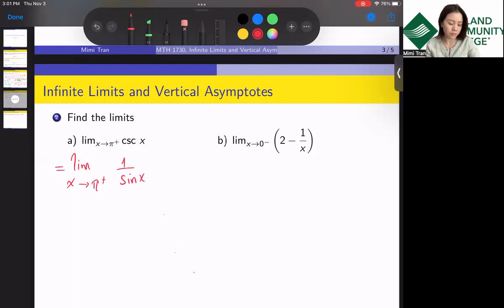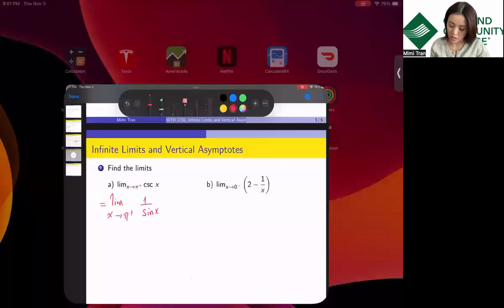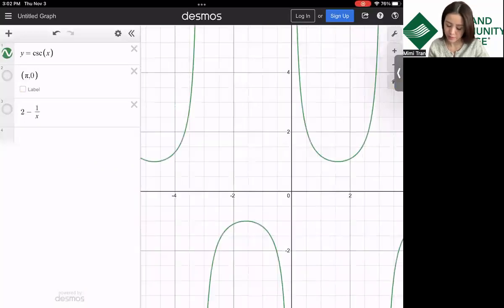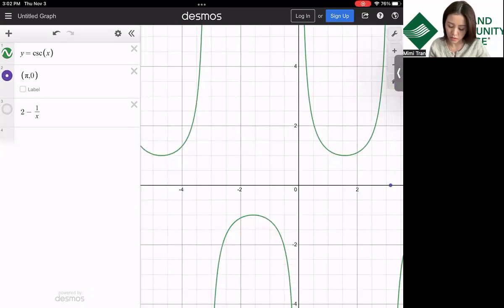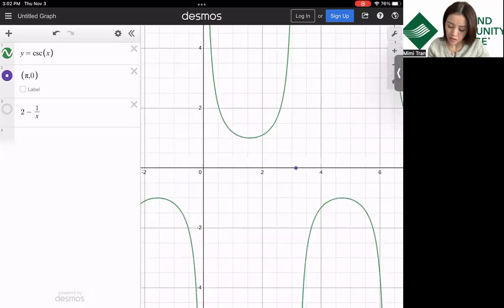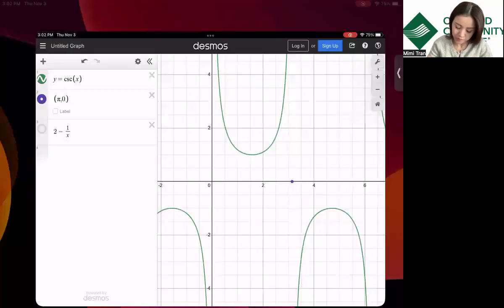Okay. But before we move on, let me show you what the graph of cosecant x looks like, especially when we want to look at the point as it approaches pi from the right. So here is the cosecant graph. There, the purple dot, that's pi. If you approach pi from the right, it looks to me like the function goes to negative infinity, right? So let's take a look algebraically.